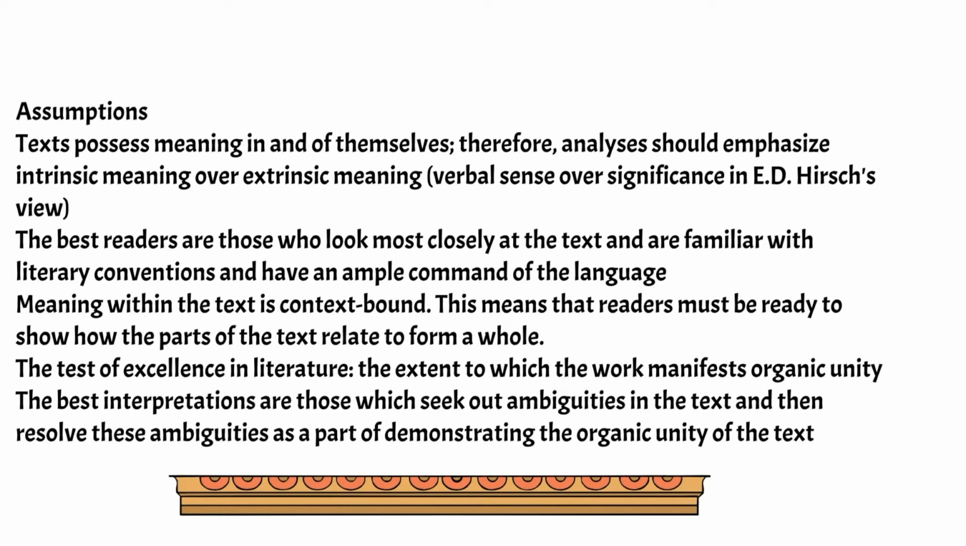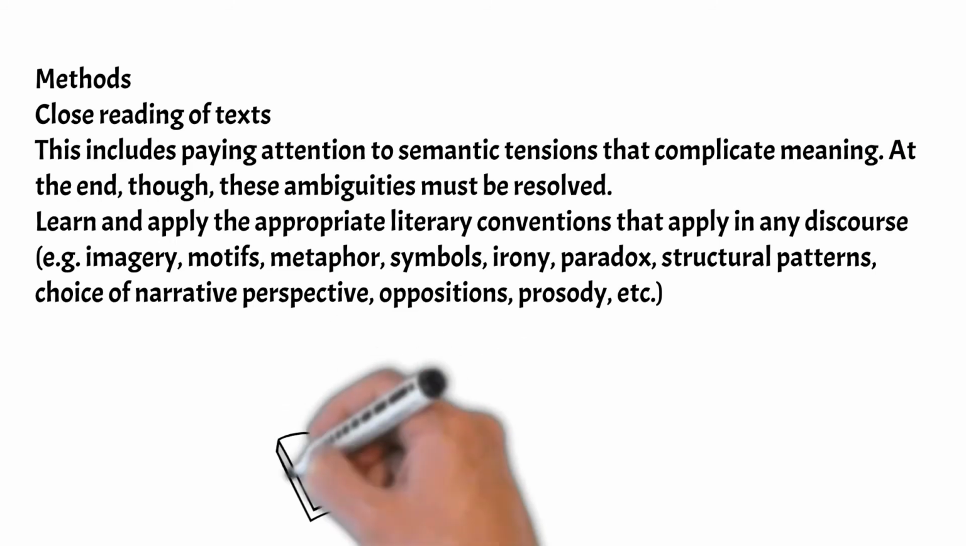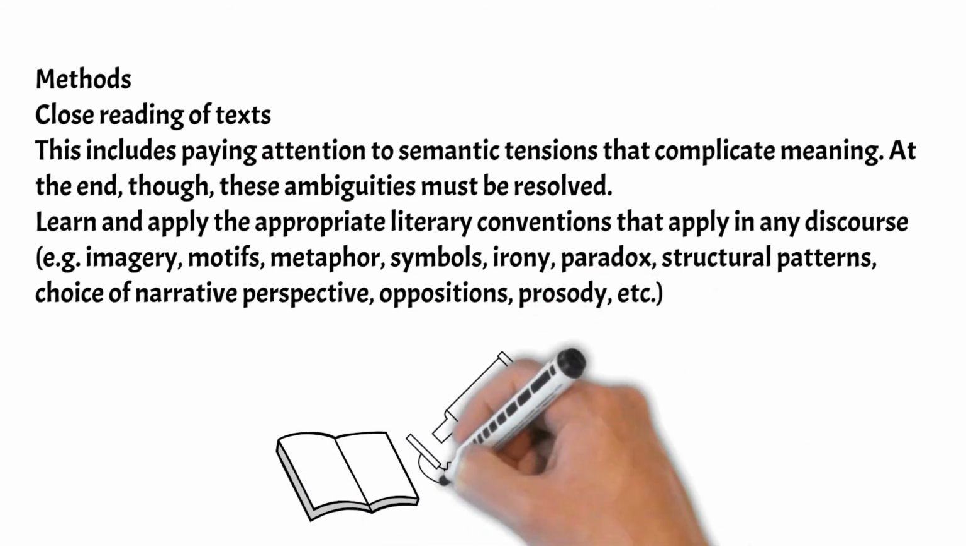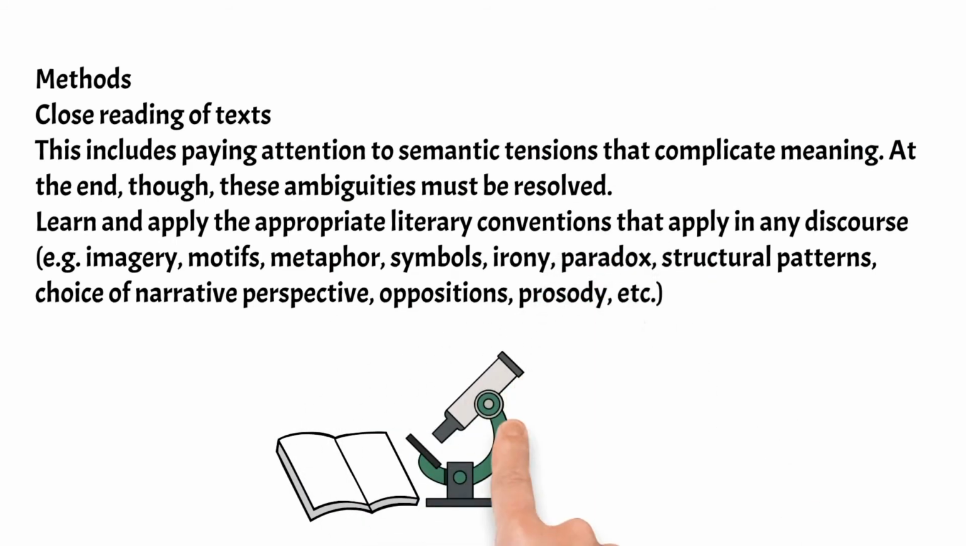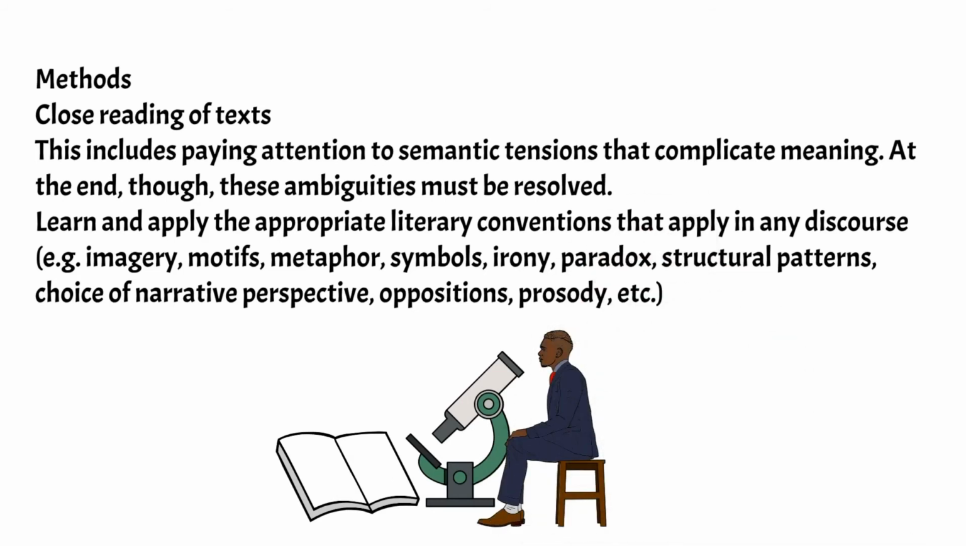The test of excellence in literature is the extent to which the work manifests organic unity. The best interpretations are those which seek out ambiguities in the text and then resolve these ambiguities. Its main method, of course, is close reading of the text. This includes paying attention to semantic tensions that complicate meaning. At the end, though, these ambiguities must be resolved.